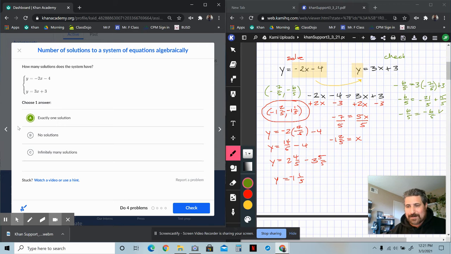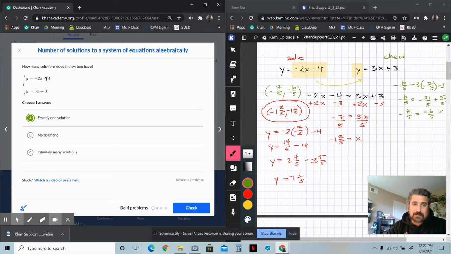But then, you know what? I was laughing halfway through the problem, and here's why. It tells you to solve it algebraically. Do you need to solve it algebraically? No. Just look at it. They gave you both of the lines in y equals mx plus b form. If they have the same slope but different intercepts, then they're going to be parallel lines. If they have different slopes, then they're going to intersect.